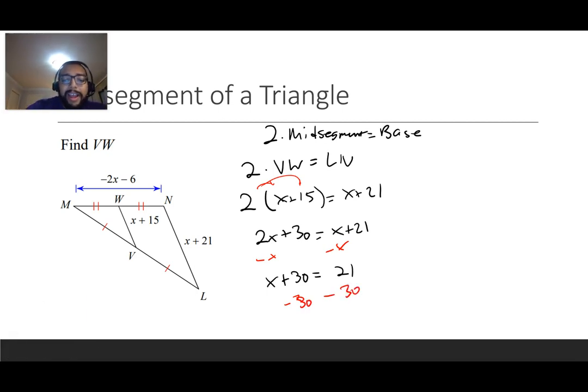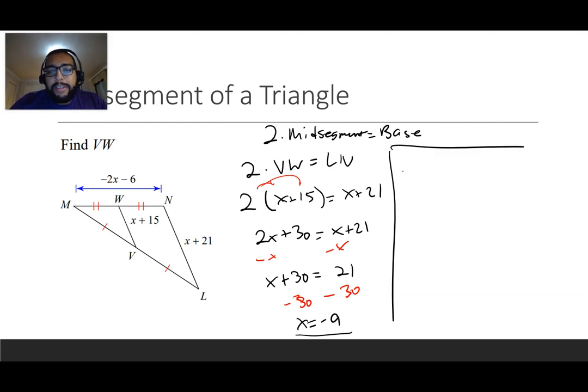And this is nice because this should give you a hint that you're not done. We're trying to find the length of VW. And if you had just stopped here and answered the question, you would have said that the length was -9, the length being a negative number. That should kind of throw you off a little bit. Well, remember that VW in this case is equal to x plus 15. So plug in your value of x. So in this case, we'll just do -9 plus 15, which would get me just 6.